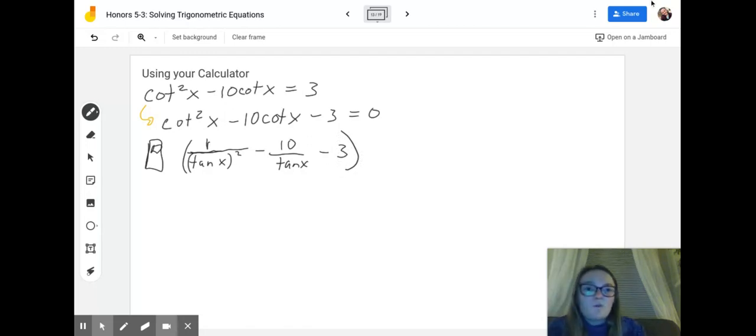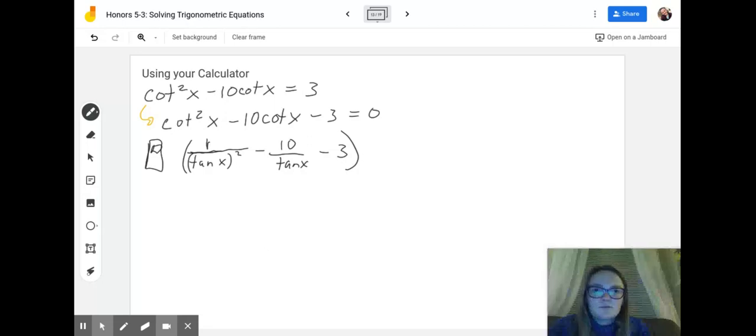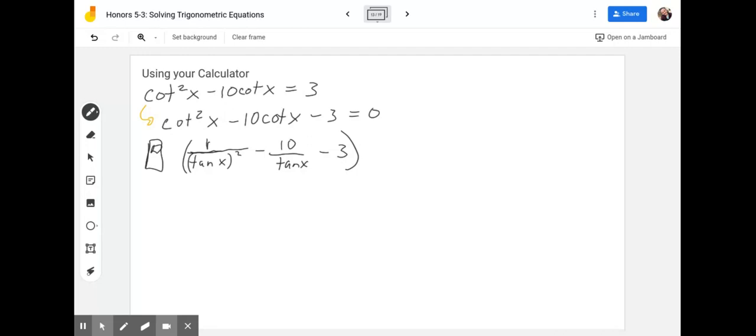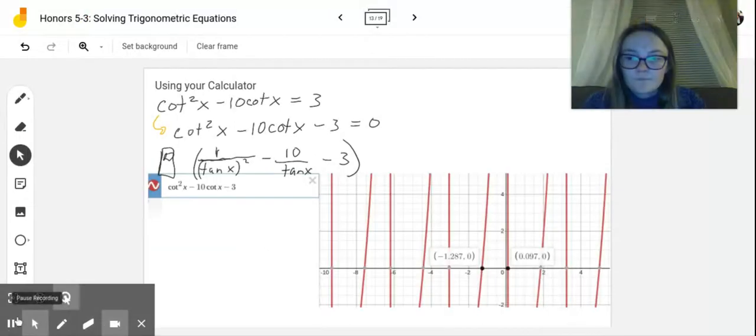Okay, and I'm going to go on Desmos now to show you what that solution is going to look like. I'm going to write it on Desmos real quick and screenshot it over so you can see it. What I'm really trying to graph is cotangent squared x minus 10 cotangent x minus 3. I'm going to pause the video so you don't have to listen to me type. Okay, so I'm back.